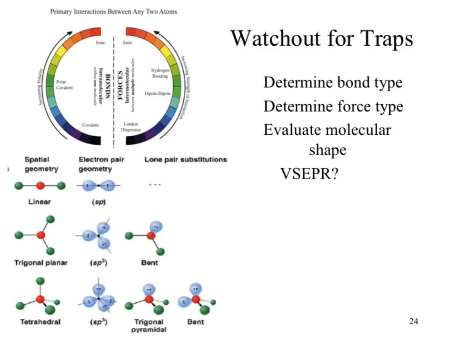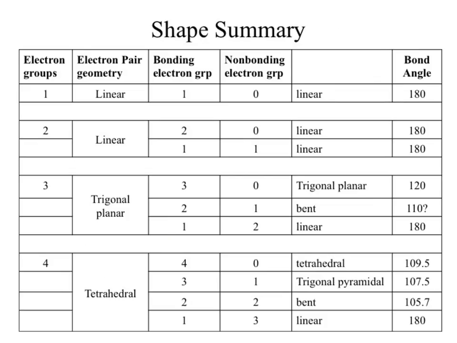Notice that water is a tetrahedral shape that translates into a bent shape when we're looking at the molecule because we have lone pairs. Those lone pairs displace and hold space. This is kind of your overall shape summary.